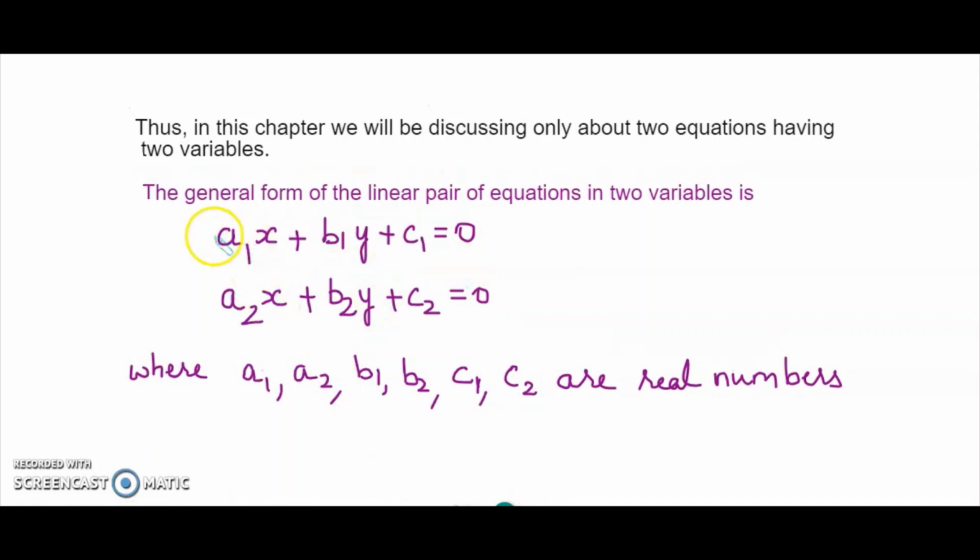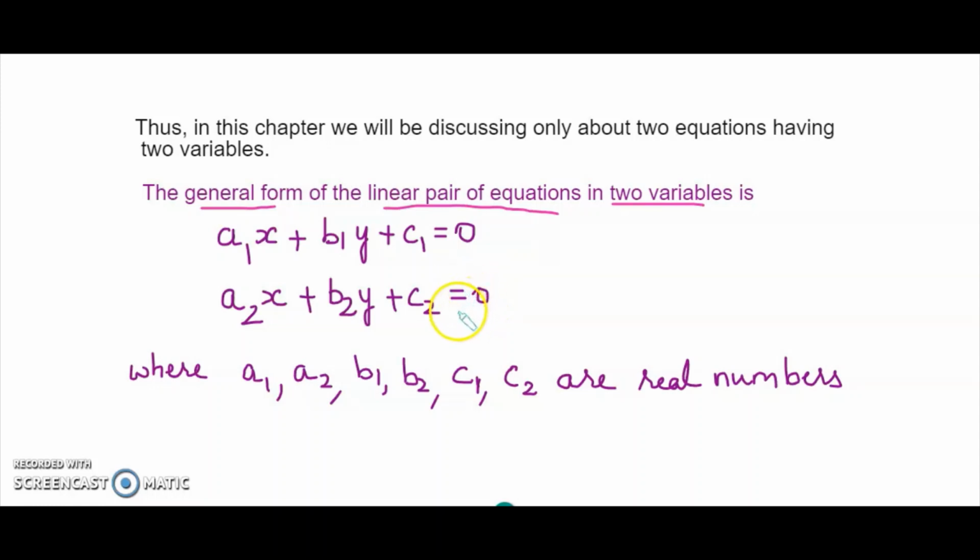Now, the general form of writing a pair of linear equations in two variables is a1x plus b1y plus c1 equals 0, a2x plus b2y plus c2 equals 0. Here a1, a2, b1, b2 are the coefficients of x and y. c1, c2 are the constants. And all these six numbers will be real numbers. Again, the general form of the linear pair of equations will be a1x plus b1y plus c1 equals 0, a2x plus b2y plus c2 equals 0.